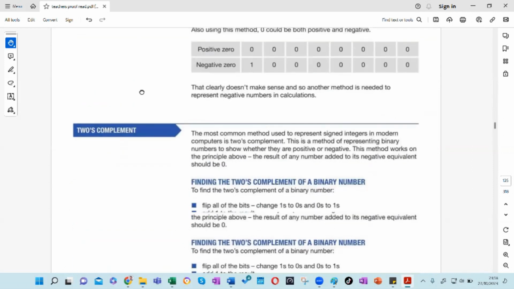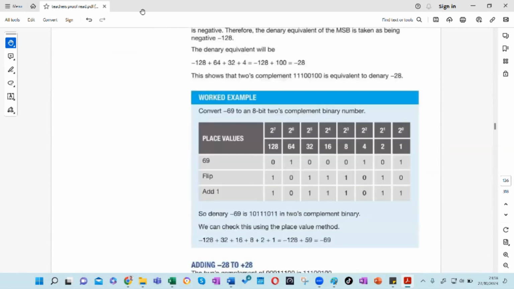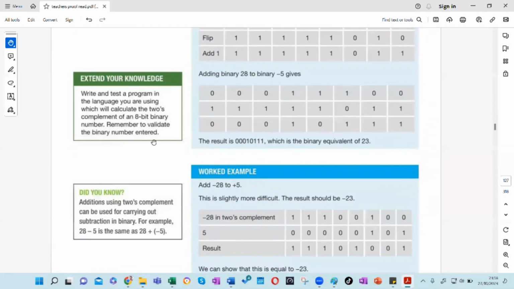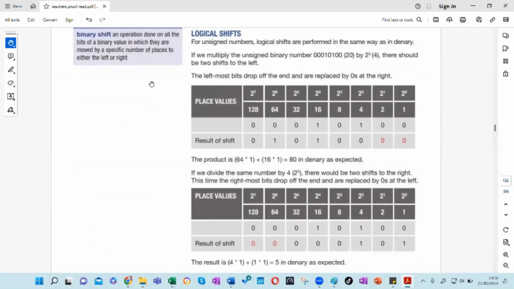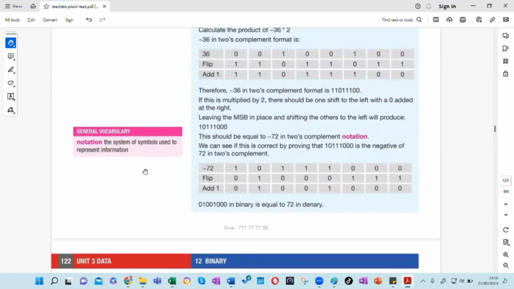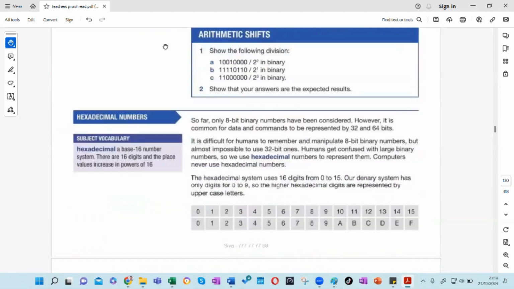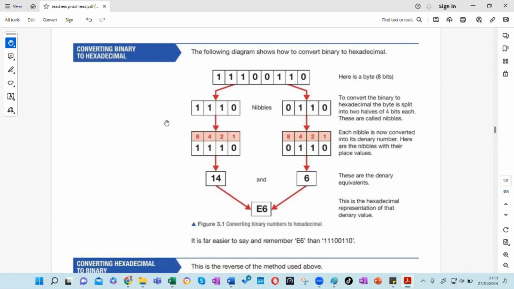So 2's complement is there. We did 2's complement, sign and magnitude we did. These shifts won't be tested. Binary shifts, logical shifts won't be there. Arithmetic shifts won't be there. And let's jump into the last part, this one, which I did with one class today.